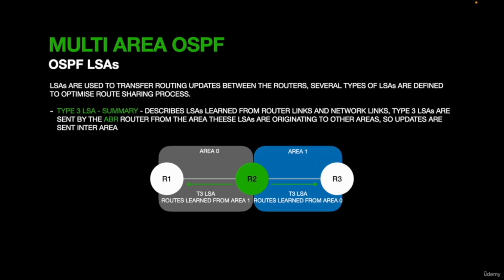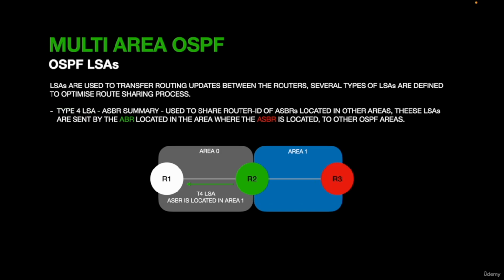Link state advertisements are used to transfer routing updates between the routers and describe the routes learned from router links and network links. Type 3 LSAs are sent by the area border router. From the area, these LSAs are originating to other areas, so updates are sent inter-area. So R2 will send the type 3 LSAs with the routes learned from area 1, and also router 2 will send type 3 LSAs into area 1 with the routes which it learned from area 0.